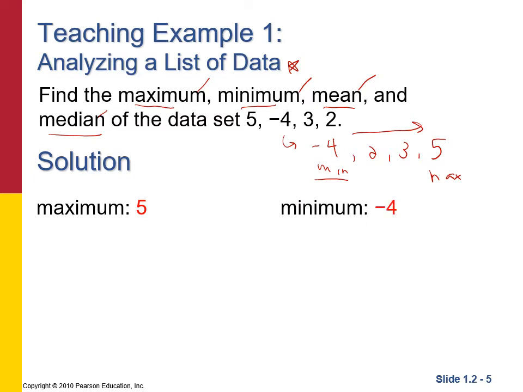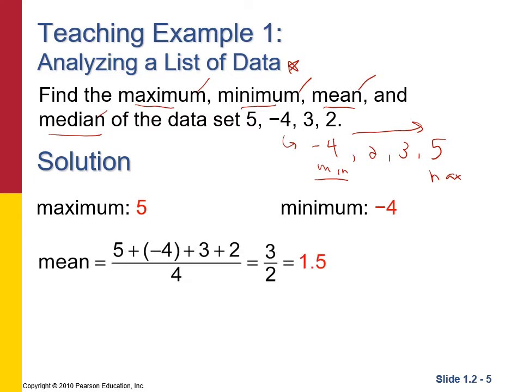The mean is the average, so you're going to add all of the values up and divide by how many numbers there are. There's 1, 2, 3, 4, and that's where this comes in. N is equal to 4. And so when you add them all up, 5 plus -4 is 1, plus 3 is 4, plus 2 is 6. And so really it's actually 6 over 4, but that reduces to 3 over 2, which is 1.5. So that is our mean.